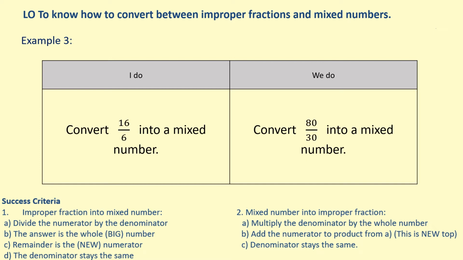Example 3. 16 divided by 6, or 16 over 6. How many 6s go into 16? It's 2. Remainder 4 over 6. But here we can simplify the fraction as well, which we would like to do, wouldn't we? So the big number is 2, and only the fraction can be simplified. So it's 2 over 3, because the highest common factor of 4 and 6 is 2. Actually, we could have done it before. So we could simplify this.